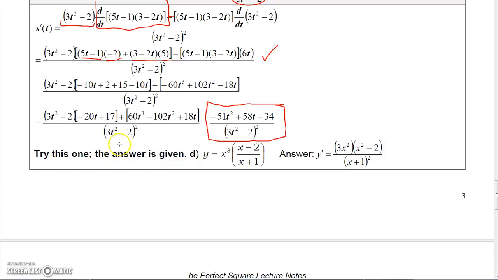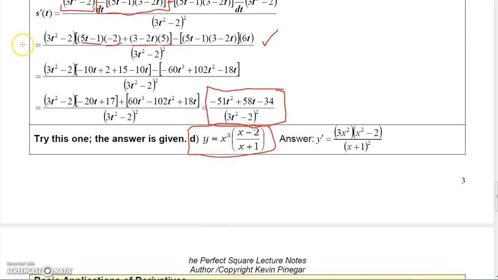And if you want to try another one that uses both of the rules, the product rule and the quotient rule, then you can practice on this one here, and the answer is given for you to check your answer. I'll do another short video on this section that just shows a few applications of derivatives using these rules.